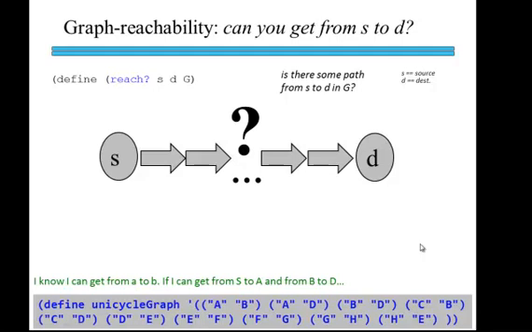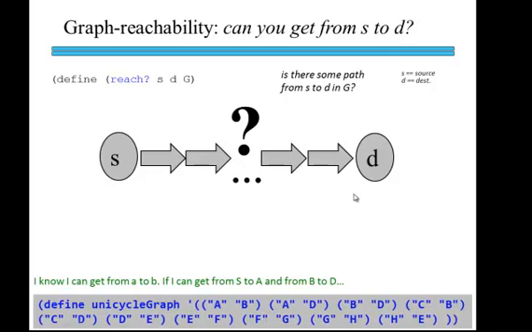Here we'll use the use it or lose it technique to write the function reach. So here we're asking, can we go from node S to node D using edges in graph G? So we imagine we have an edge list like we have shown at the bottom, and we want to figure out if we can get from S to D.